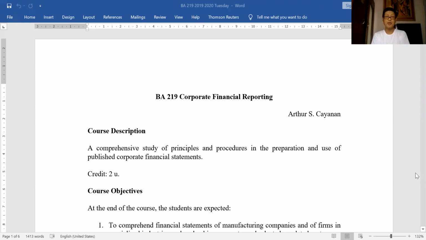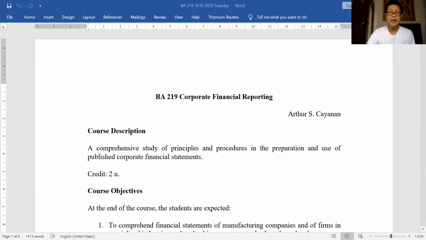Anyway, the course is BA219, and the official title of the course is Corporate Financial Reporting, and the course description is as indicated in the course outline. It's a comprehensive study of principles and procedures in the preparation and use of published corporate financial statements. This is a very important course because it's a tool course that will allow you to appreciate your subsequent courses in finance.